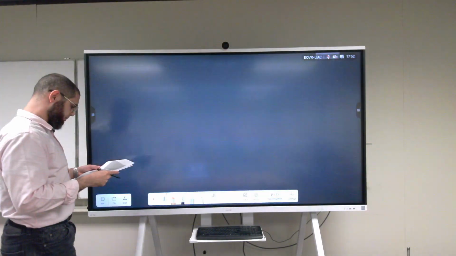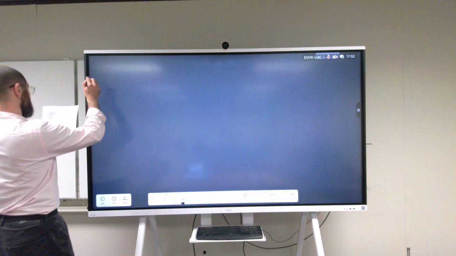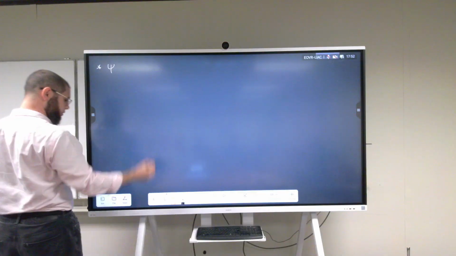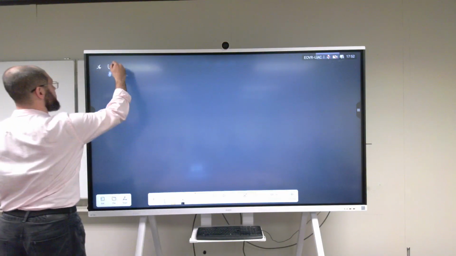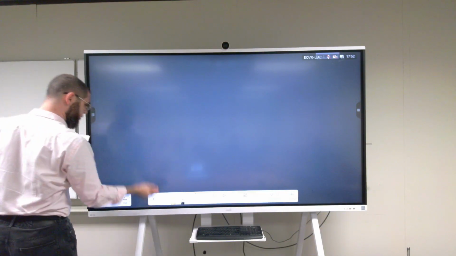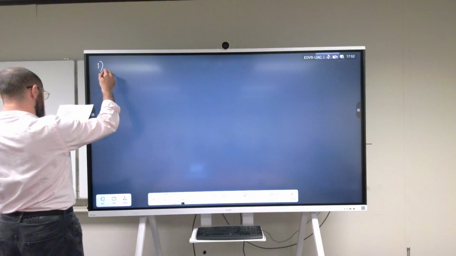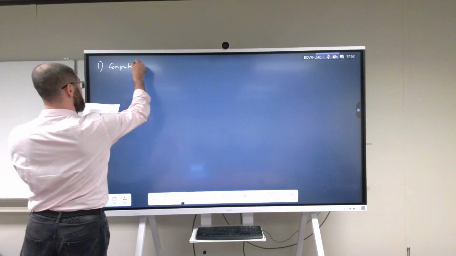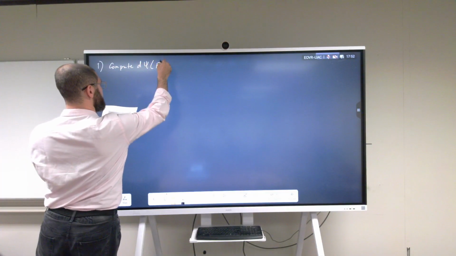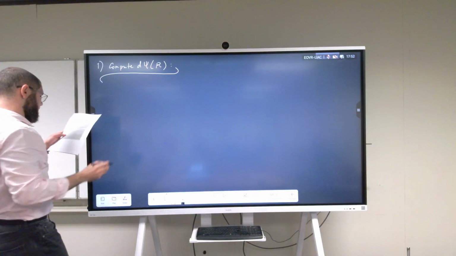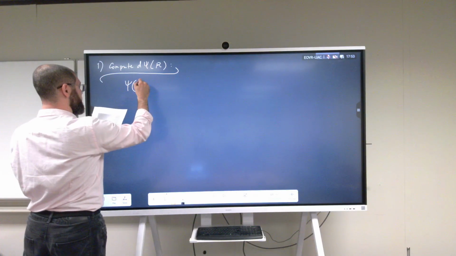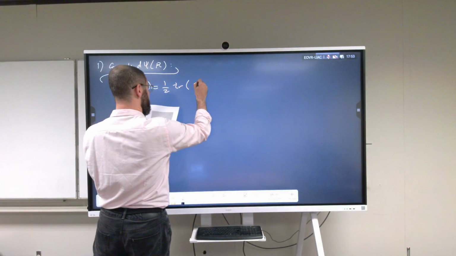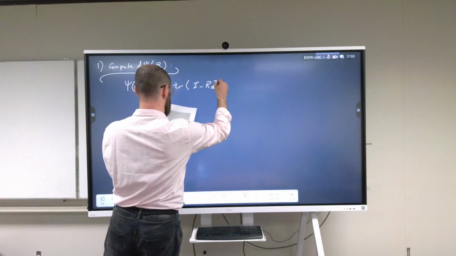Whiteboard. Okay. So we have psi. So first thing we're going to be doing today is compute d psi of r. Okay. So psi of r is simply half trace of I minus R desired R.